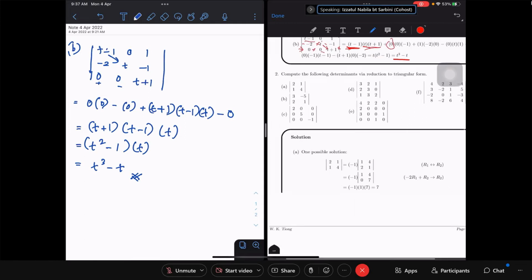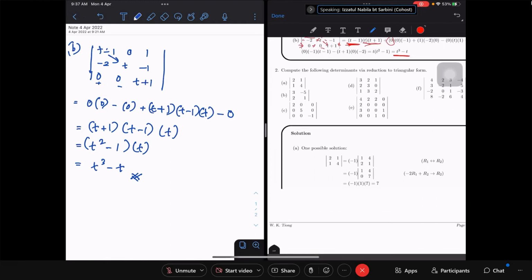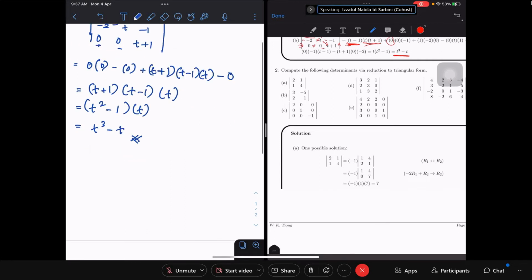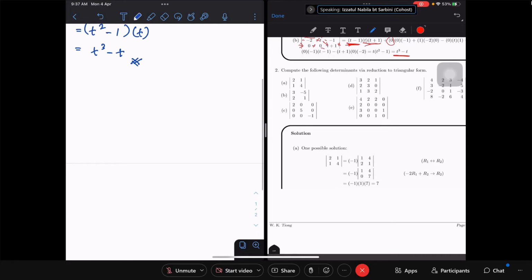But in this case, question 2, they specifically said to use reduction to do this. Okay, let me show you the basic concept of reductions for determinants. Hopefully by now you know how to do reductions already. You practiced how to do reductions already.